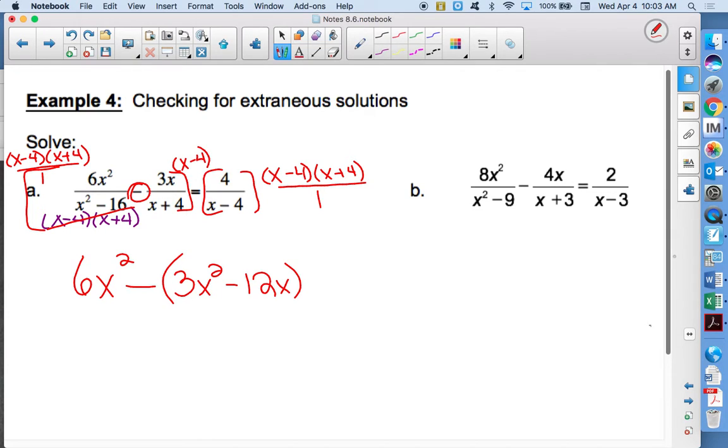Aaron? So, it's not negative 3x. It's just a 3x up here. Okay. The negative is in front of the fraction. Yes. Could you just distribute the negative right now? Sure, you can just distribute the negative right now, yeah. So it would be a minus 3x squared and a plus 12x.